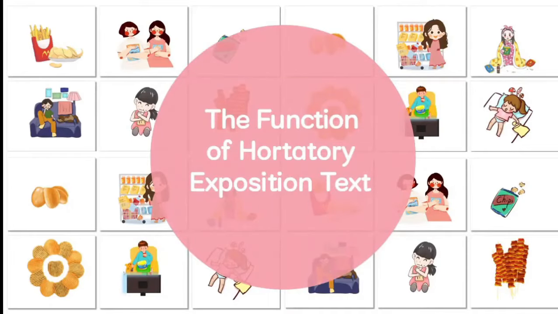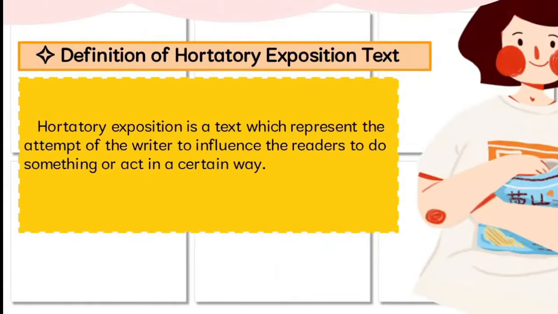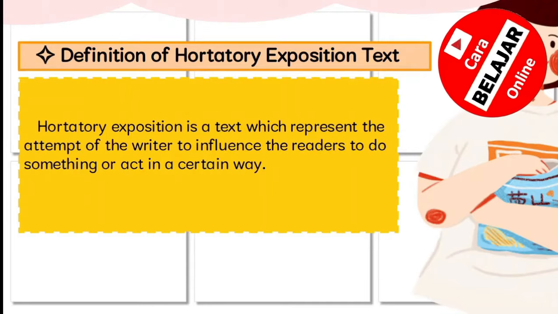The function of hortatory exposition text. Definition of hortatory exposition text. Hortatory exposition is a text which represents the attempt of the writer to influence the readers to do something or act in a certain way.